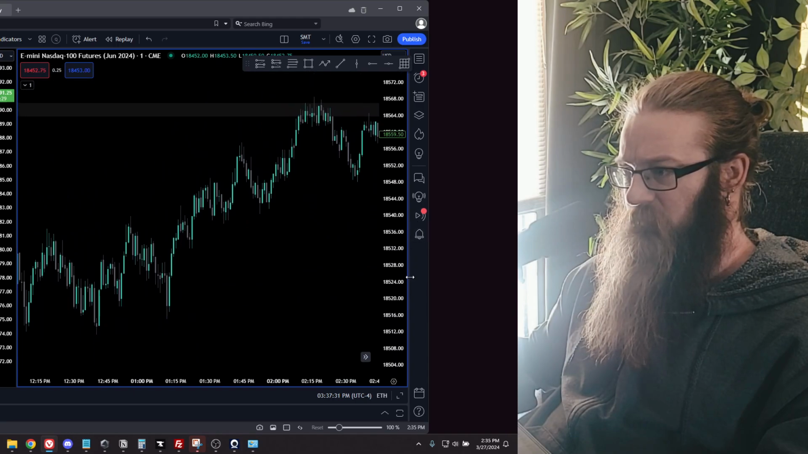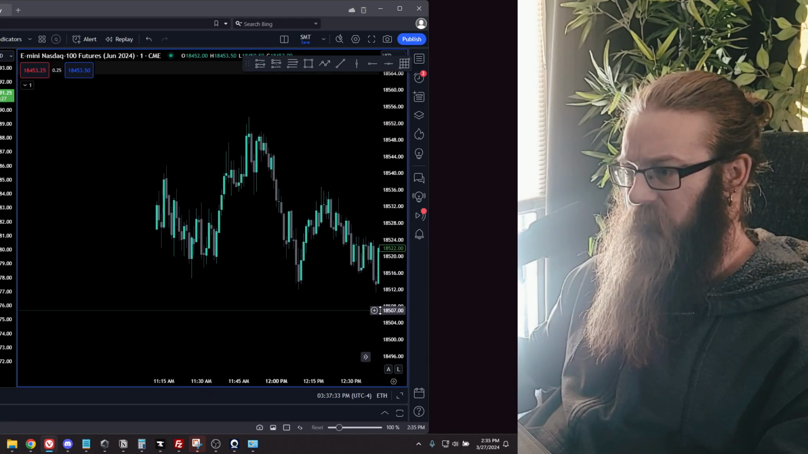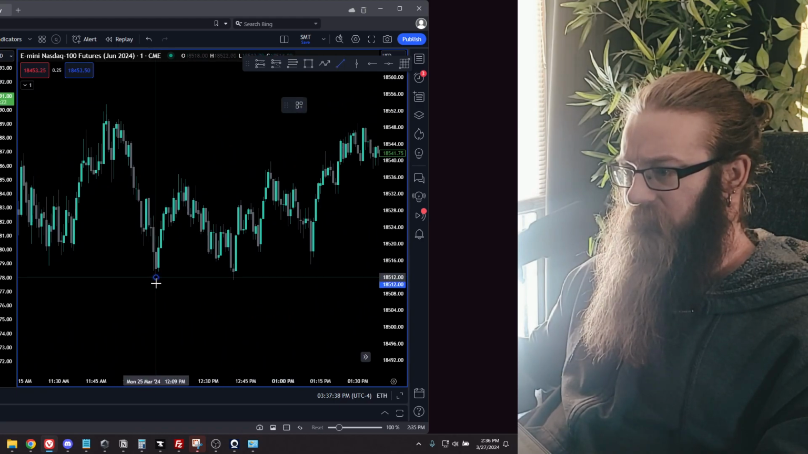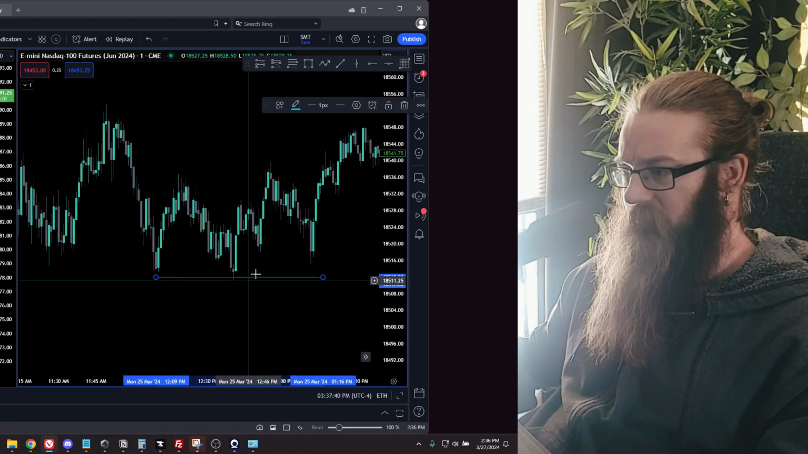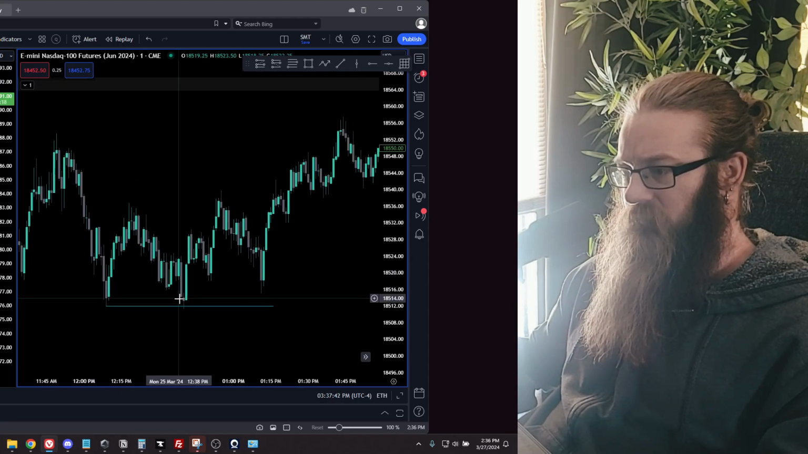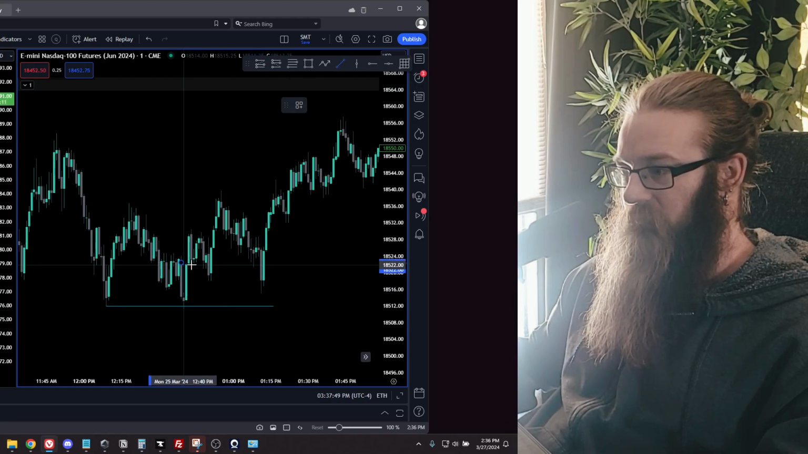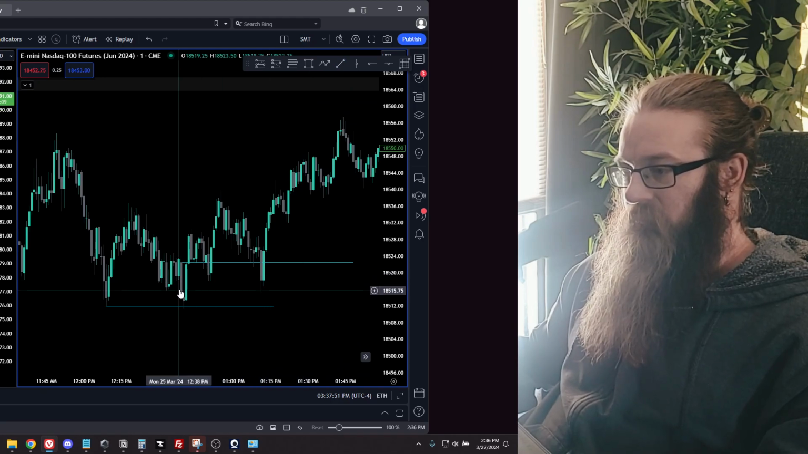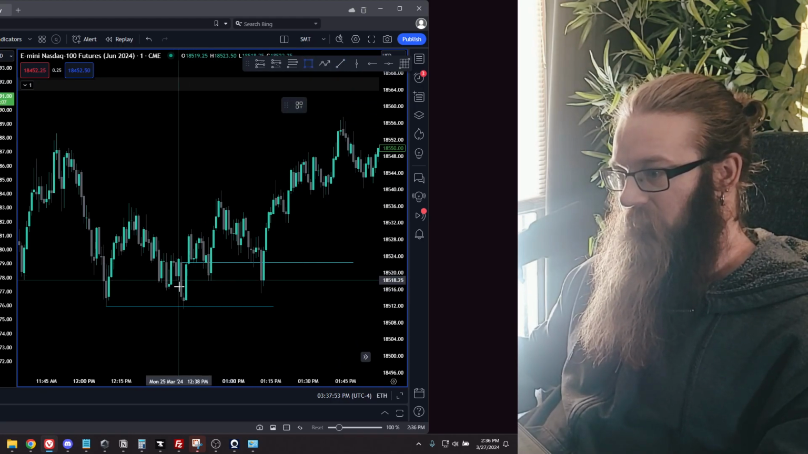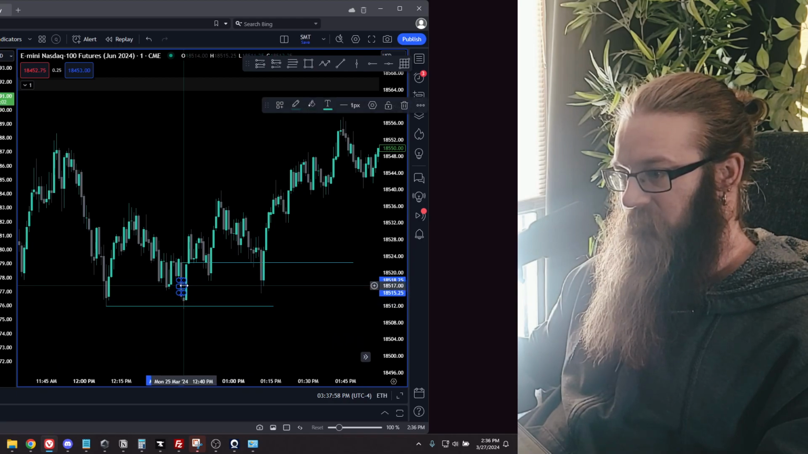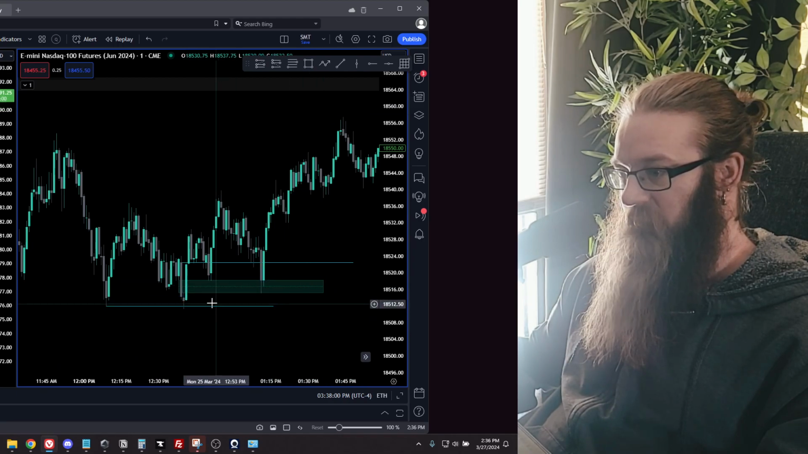Let's draw out some order blocks and fair value gaps and stuff. So what do we got? We got the low here, and that liquidity was taken. So that down close candle, the last down close candle before the up move, is an order block. So we draw that out. There is a BPR. It's for a different video, but a BPR is a fair value gap between these three candles.